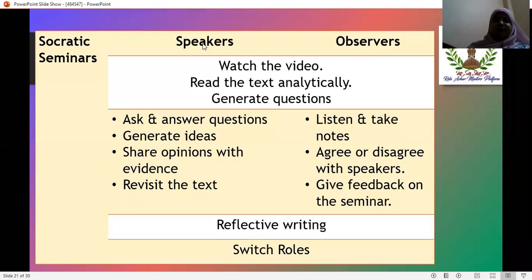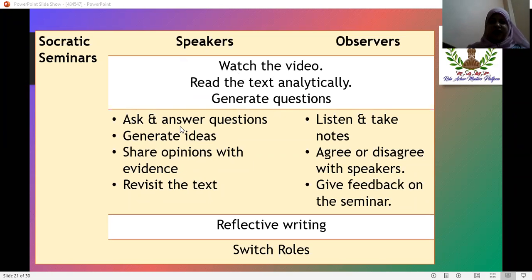So speakers and the observers, both of them, they watch the video, they read the text analytically to generate questions. Again, both of them, this is what we did till this moment. We have finished this step one, watching the video, reading the text, asking and answering questions.